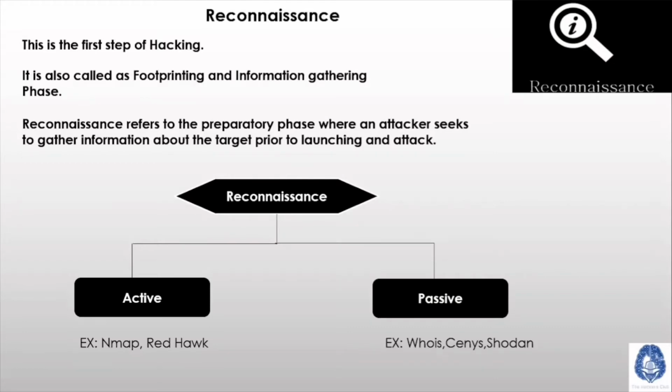Passive reconnaissance is when you don't interact with the target. For example, we can take Whois, Censys, SHODAN. These are the examples. Active reconnaissance is when there is some direct interaction, like identification of hosts or routers, network mapping or port scanning, etc. We can take Nmap or Red Hawk as an example.